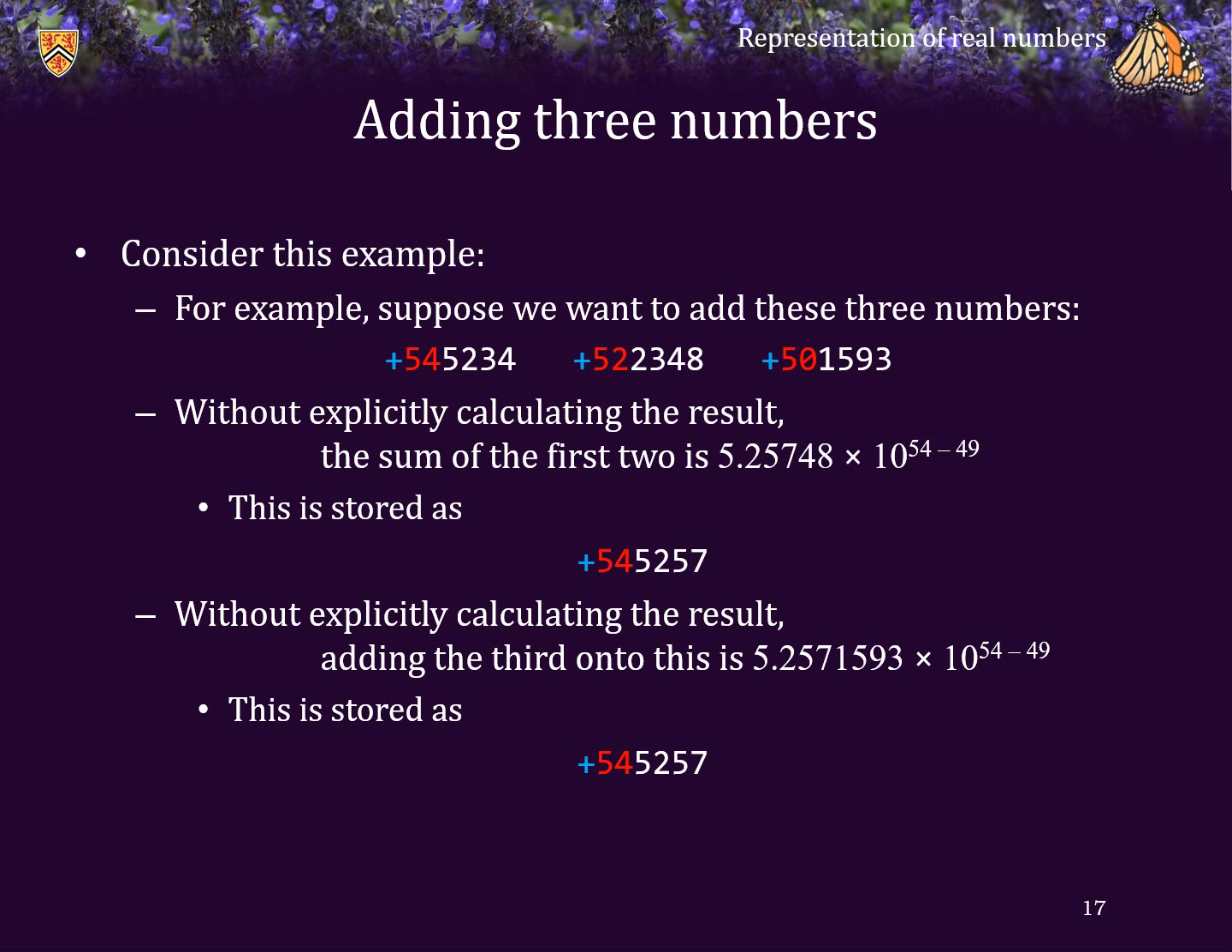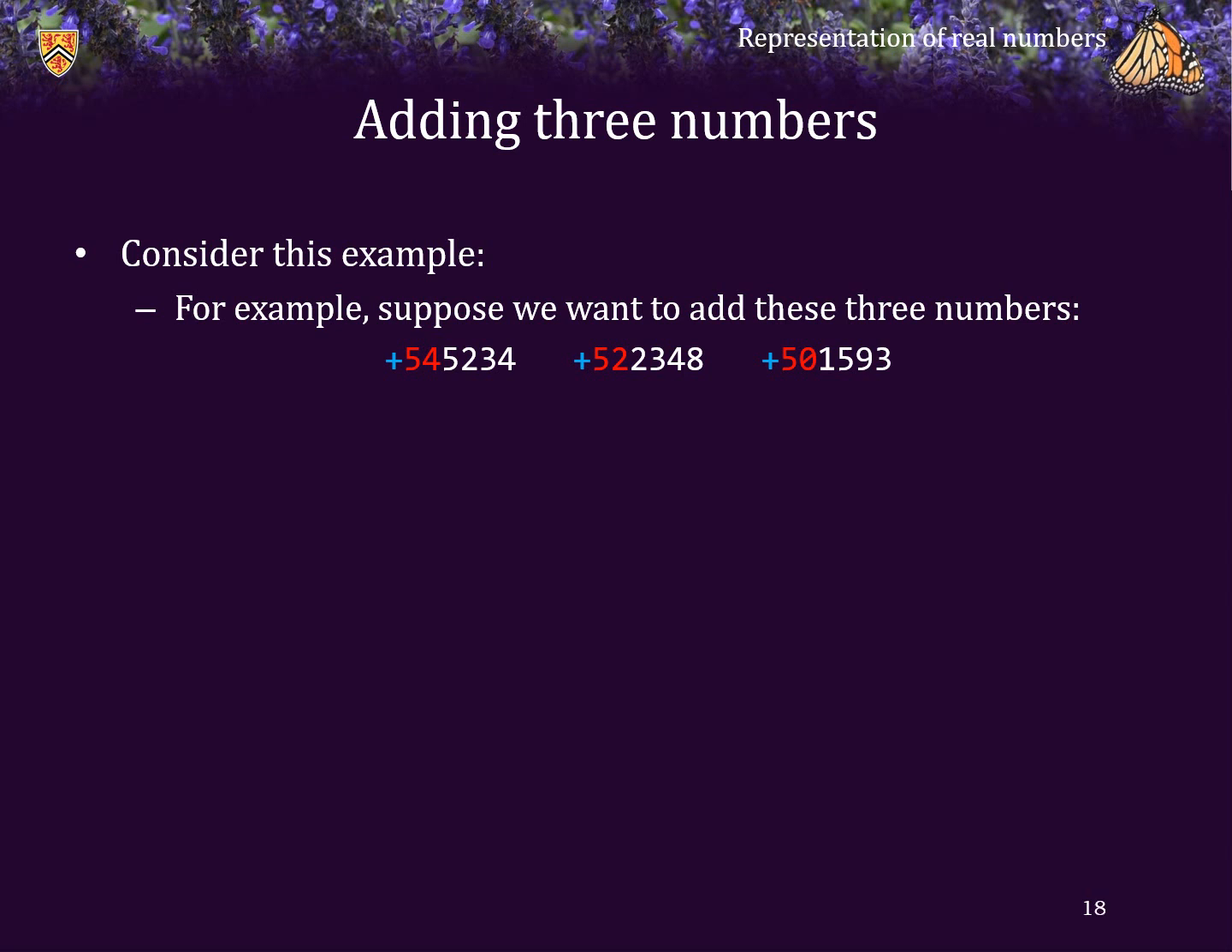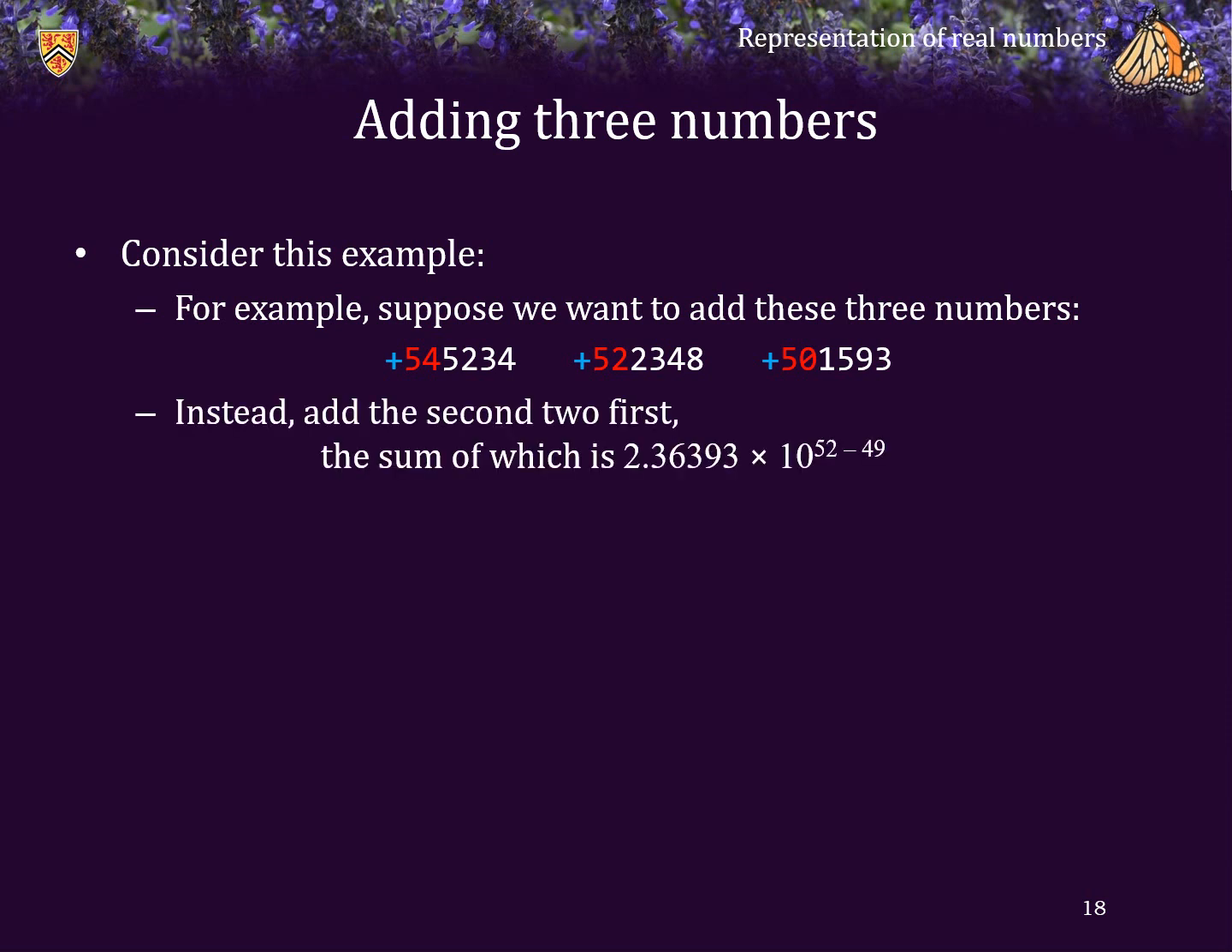Well, when we round to four digits, we haven't affected the result at all, because the third number is significantly smaller than the sum of the first two. Now, in adding these three numbers, what happens if we instead add the second pair of integers first, instead of the first? So now we're going to add the second and the third real numbers, or at least representations. If we add these two together, we get 2.36393 times 10 to the 52 minus 49.